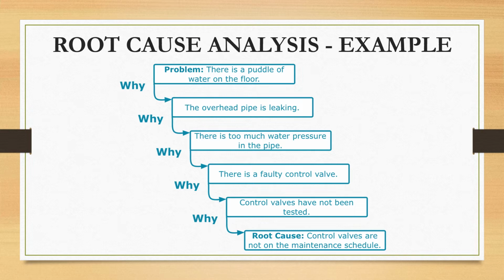Here they identified the maintenance schedule doesn't have control valve. Because of that, they don't know about faulty control valve. Due to that, the pipe was leaked due to more water pressure. Thus, the root cause is analyzed by asking 5 why.